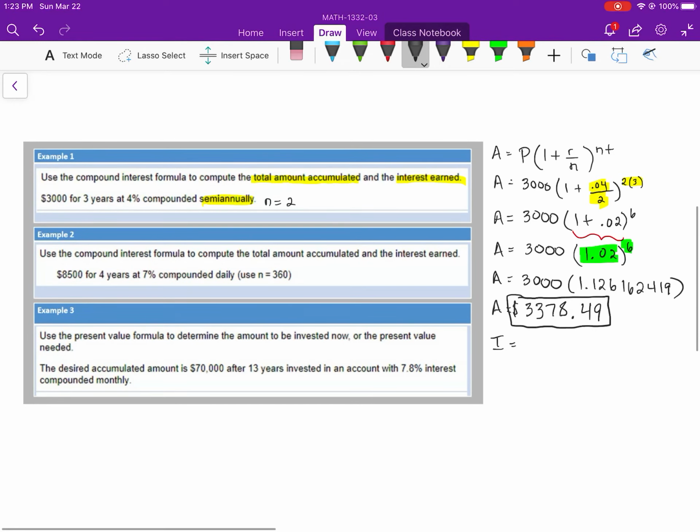So to find my interest, I'm going to take $3,378.49 and subtract my principal, which was $3,000. And we get an interest of $378.49.